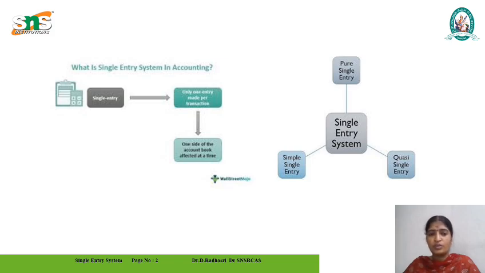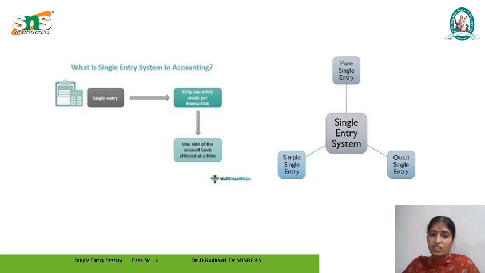It takes place from the starting of the business. It is completed with only one entry, where transactions are recorded on one side of the account book. There are various types of single entry system: the pure single entry system and the quasi single entry system. It can be calculated by way of closing stock, opening stock, and the income of the business. Additional capital may be introduced for the business.